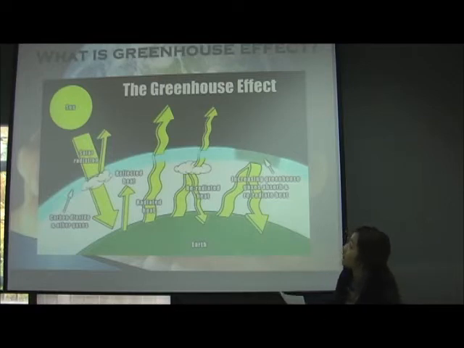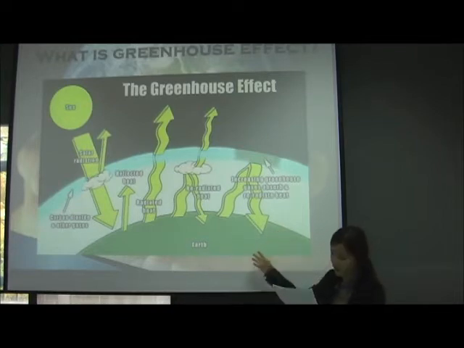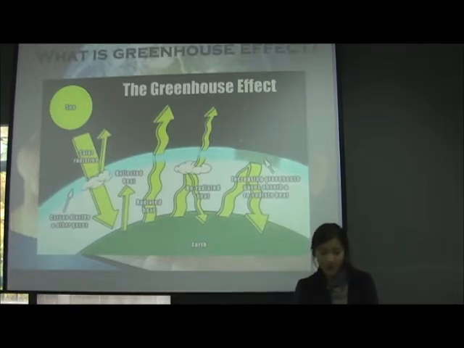In short, not all the solar radiation and radiated heat is reflected, but some solar radiation and radiated heat are absorbed into the atmosphere and the Earth gets warmer.